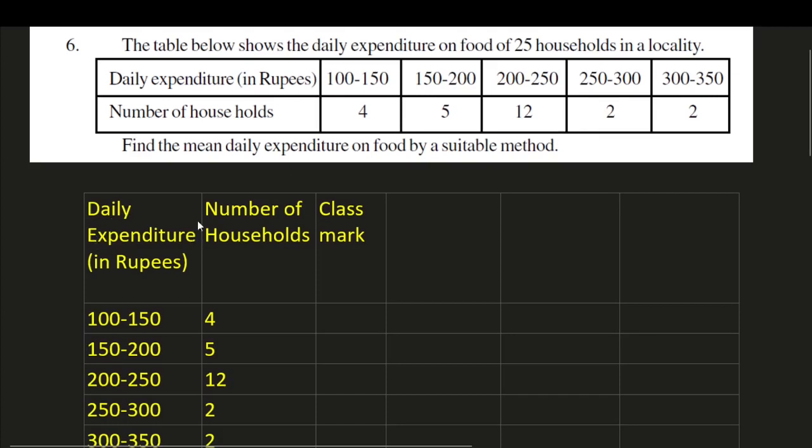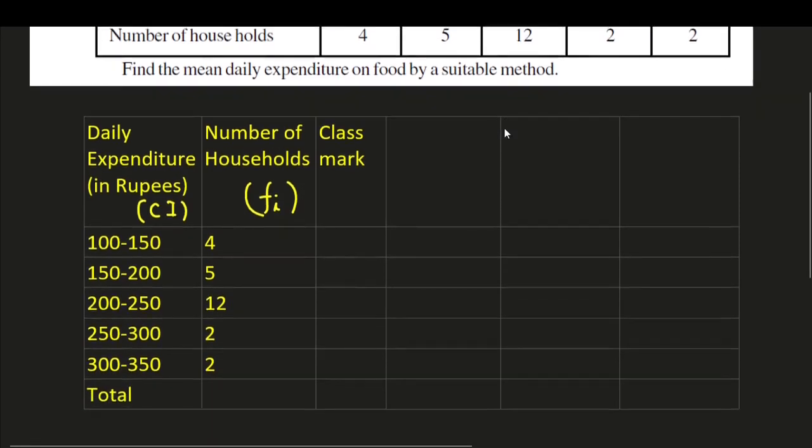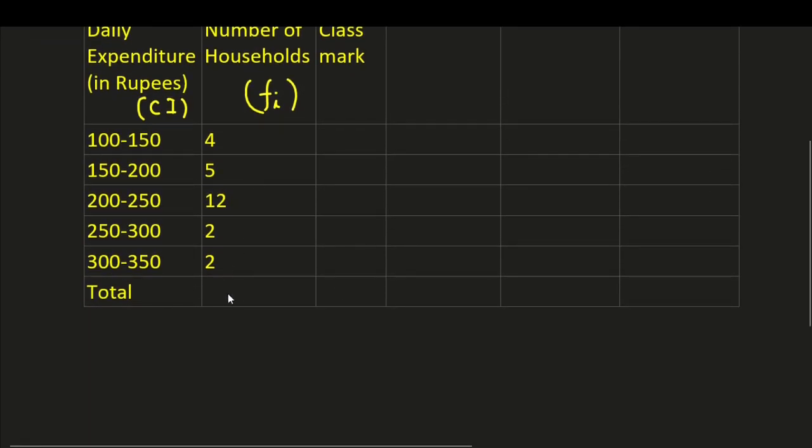The daily expenditure and number of households are written as vertical columns. Here the daily expenditure is the class interval. The number of households is the frequency. Here it is already given that 25 households are there. So the summation of Fi is 25.